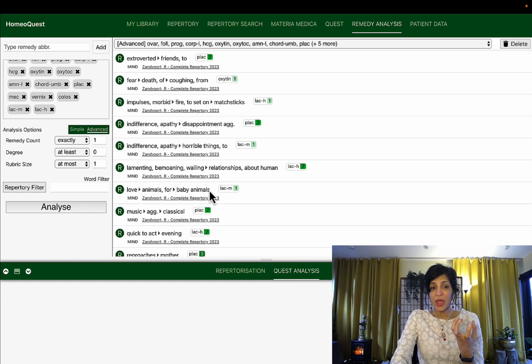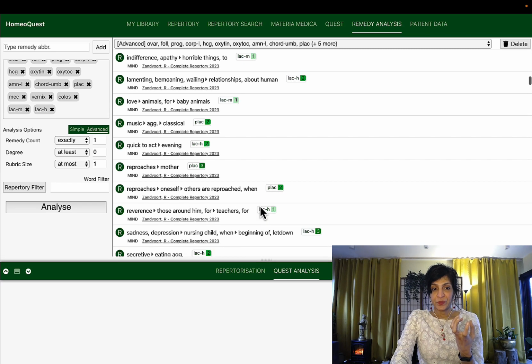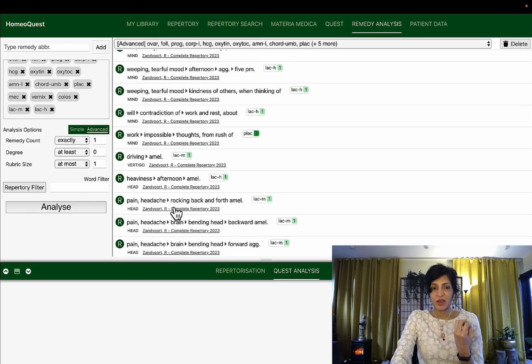Love animals for baby animals, again lac maternum. But lac humanum, lamenting relationships about a human. Look at placenta. Placenta reproaches mother, reproaches oneself. Others are reproached when. Reverence those around him for, teachers for, lac humanum. Pain, headache. Rocking back and forth ameliorates lac maternum. Pain, headache. Bending head backwards ameliorates is lac maternum.